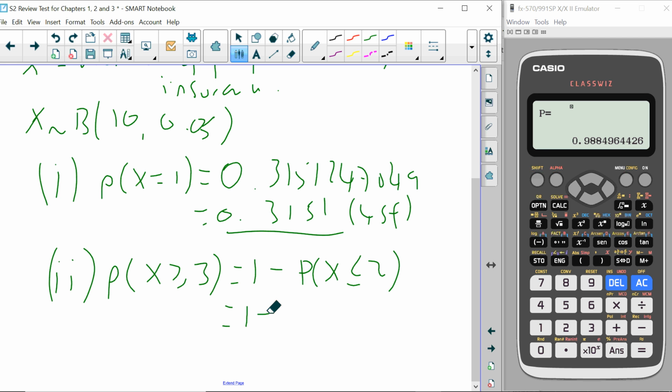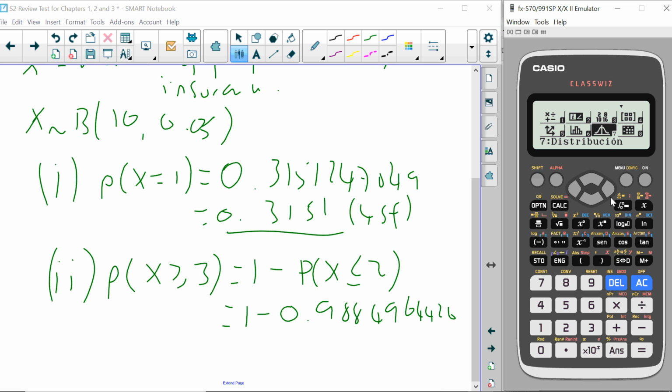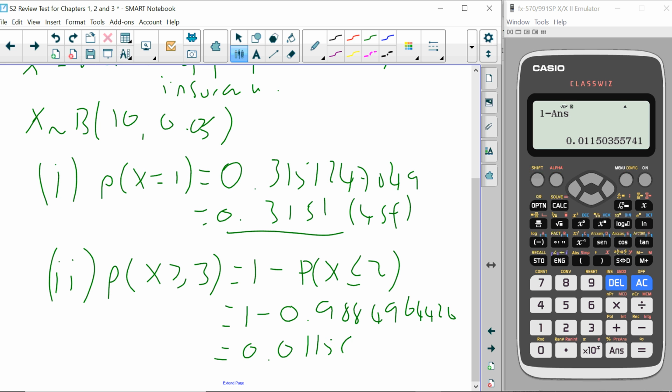So what I actually get is 1 minus 0.9884964426. So I'm going to do 1 minus that value. First of all I'm going to go to menu 1 to do that. 1 minus answer, and I get my value of 0.01150355741. Okay, and we're going to round it to finish off.